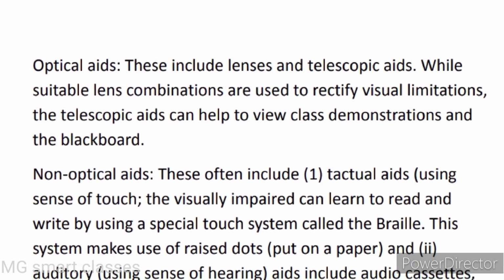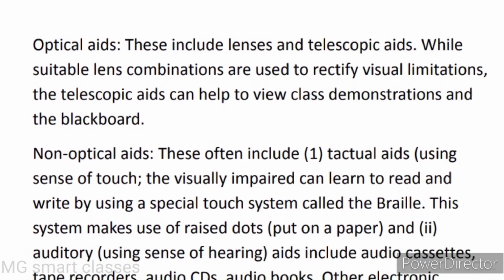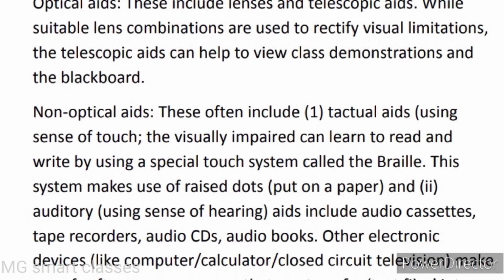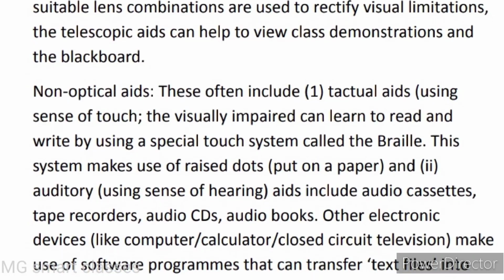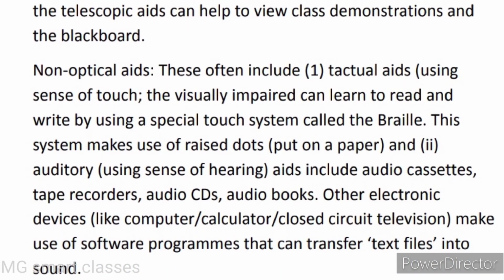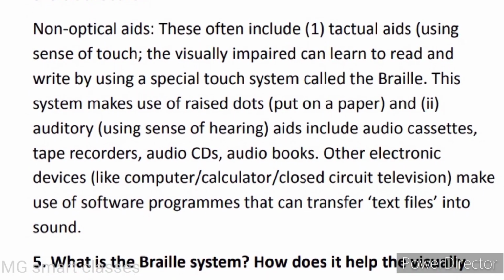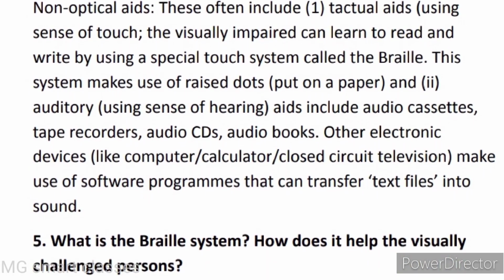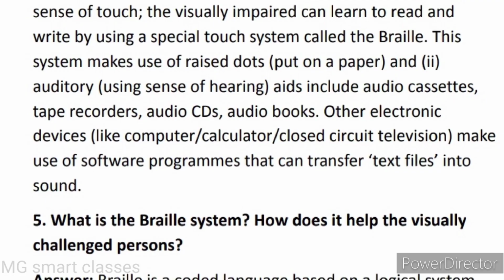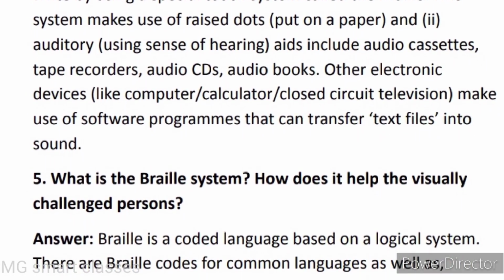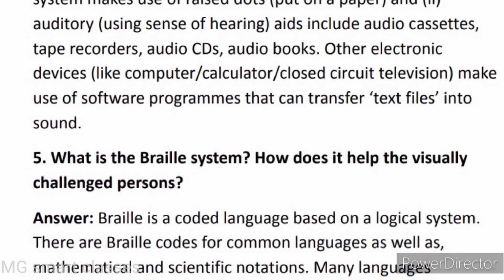Using the sense of touch, the visually impaired can learn to read and write by using a special touch system called Braille. This system makes use of raised dots. And auditory aids include audio cassettes, tape recorders, audio CDs, audio books. Other electronic devices make use of software programs that can transfer text files into sound.